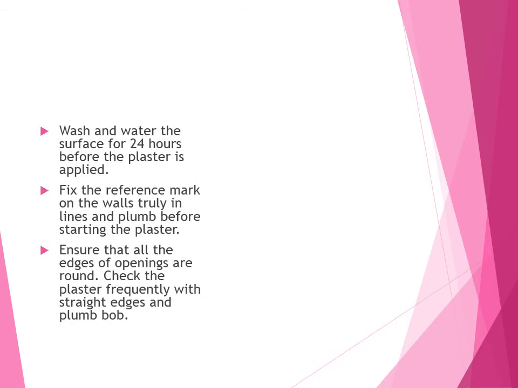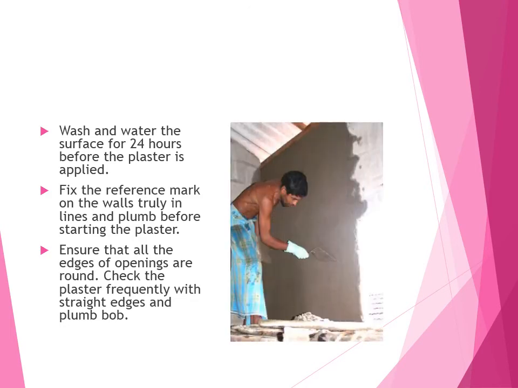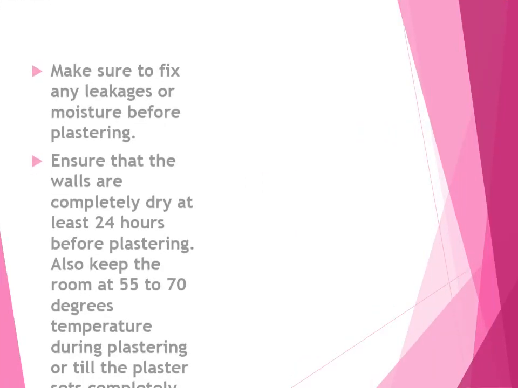Preparation. Wash and water the surface 24 hours before the plaster is applied. Fix the reference marks on the walls true in line and plumb before starting the plaster. Ensure that all edges of the openings are round. Check the plaster frequently with the straight edges and plumb bob, which are shown in the adjoining images.